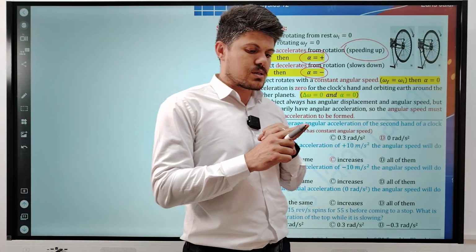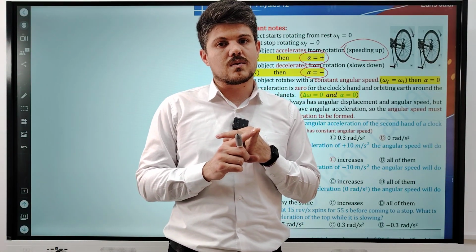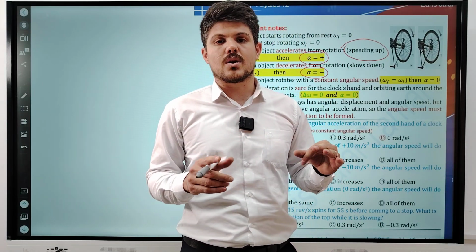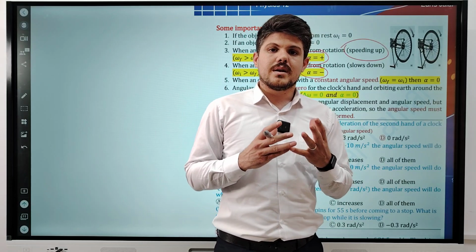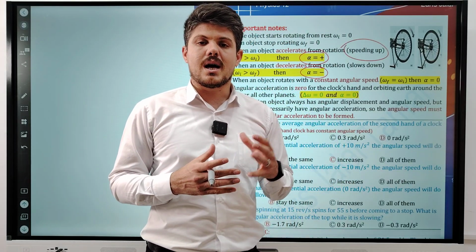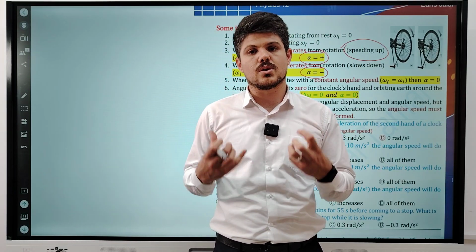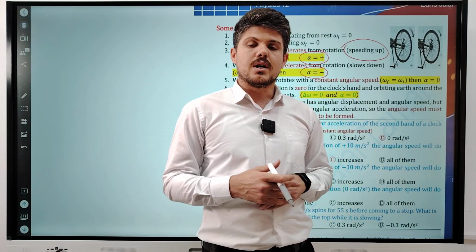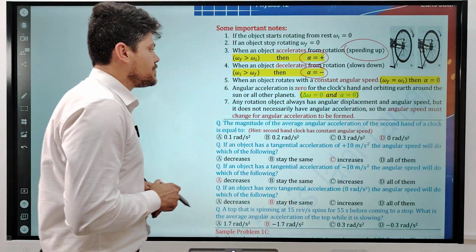So when does angular acceleration have a positive sign? In the case of speeding up. In the case of speeding up, omega final is bigger than omega initial. When does alpha, or angular acceleration, have a negative sign? In the case of slowing down, or slower rotating. In that case, omega initial is bigger than omega final.